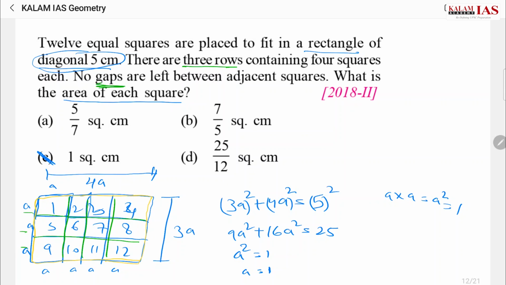So there are 12 equal squares, and the length of each square is a. If we place them side by side, the total row length will be 4a and the total column height will be 3a. Now applying the Pythagoras theorem, we can find the value of a square, and a square is the required answer, where we have to find the area of each square.